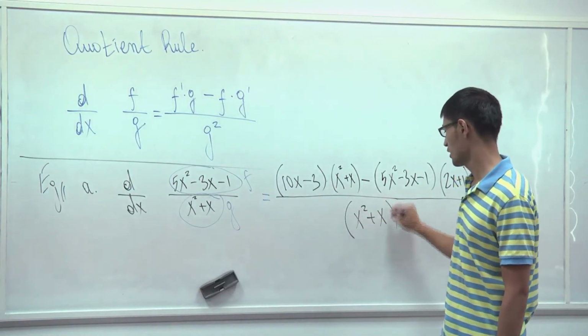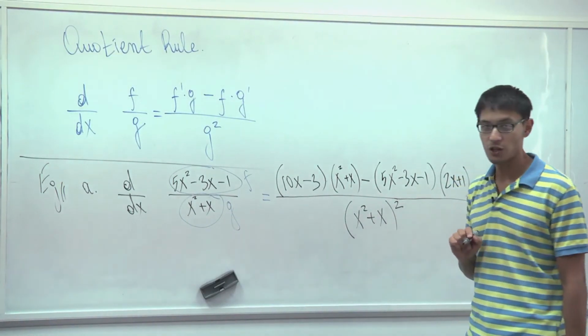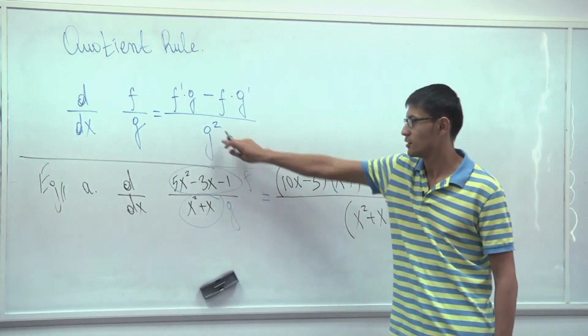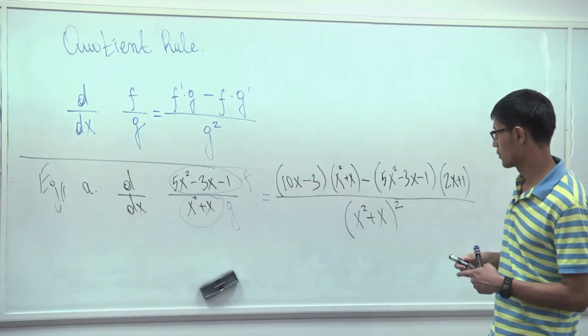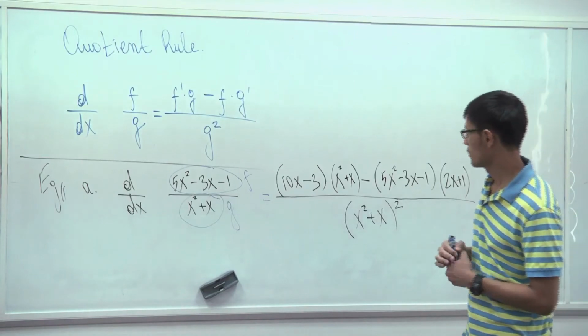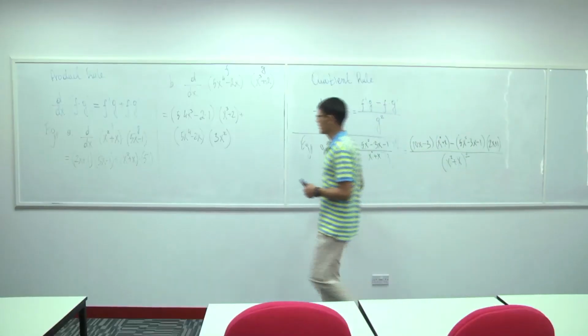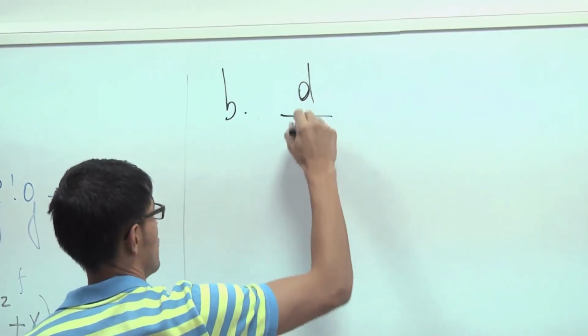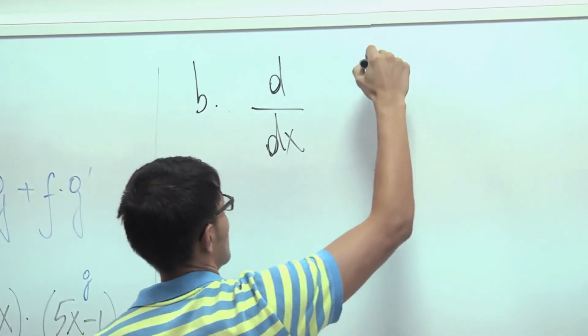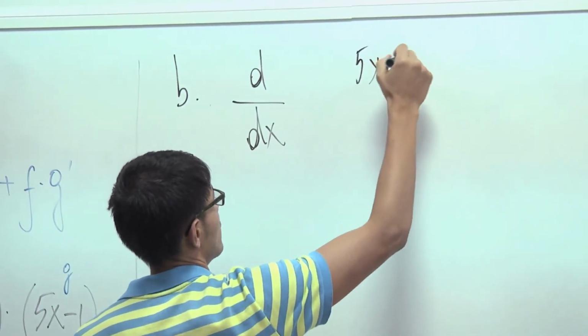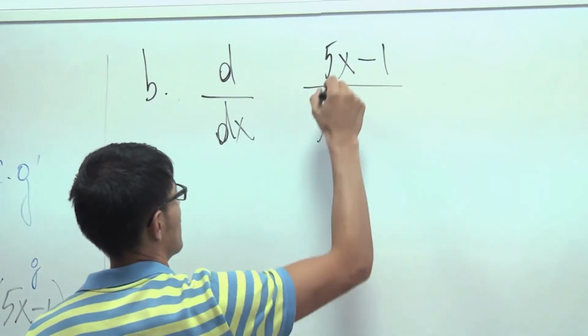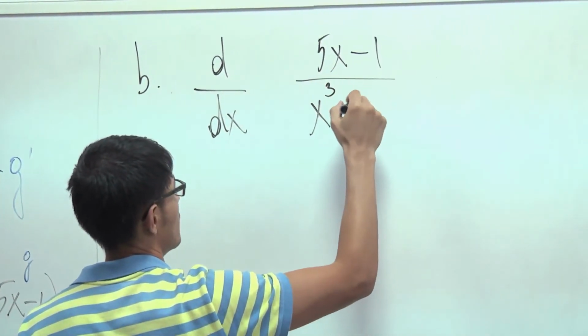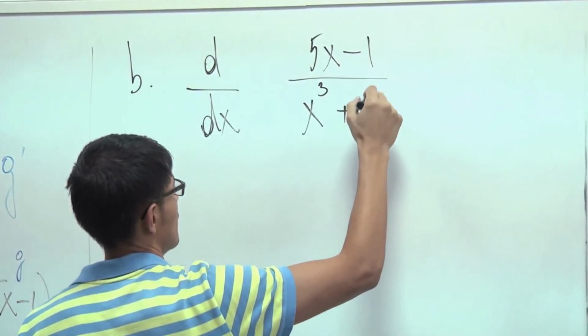So this is your g. You have to square all of g. That's what the formula says, g squared. So that's how the quotient rule works. Let's do one example to wrap it up for the quotient rule. Let's say you want to take the derivative of 5x minus 1 divided by x cubed plus x.